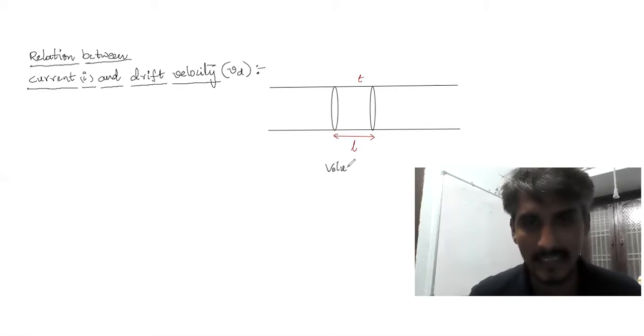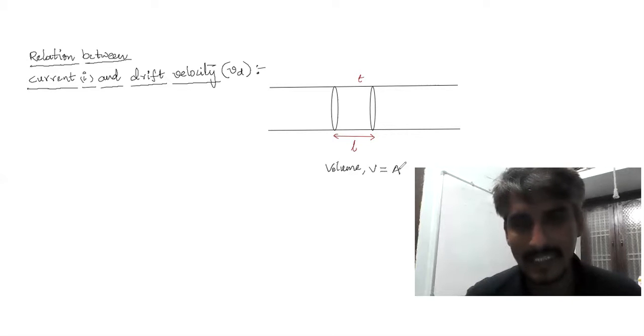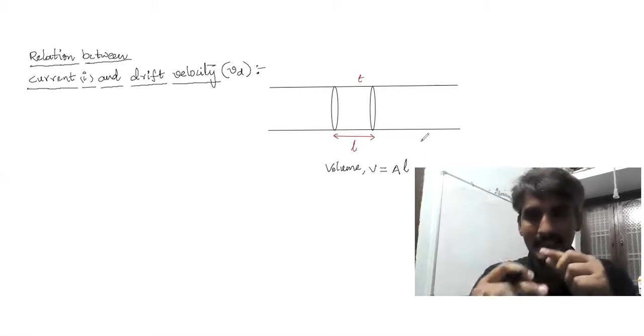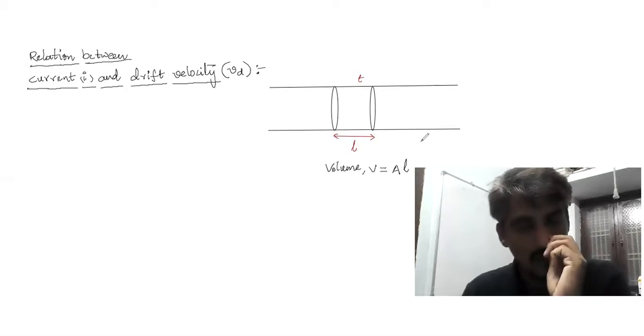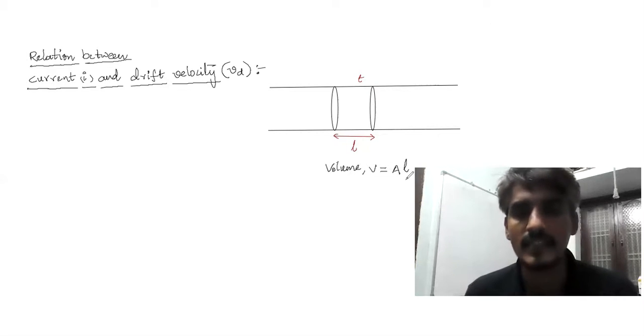Now let us write the volume of this conductor V as area into length. Why? Because it is in cylindrical shape, right? So what is the volume of this cylinder? It is nothing but A into L.